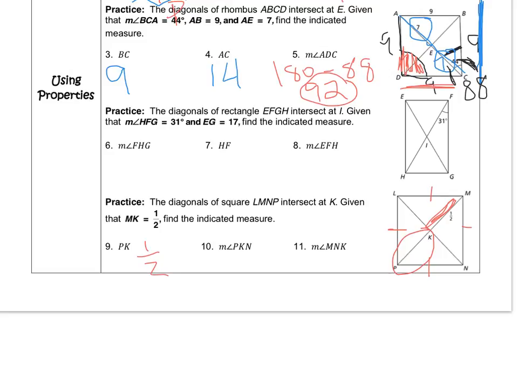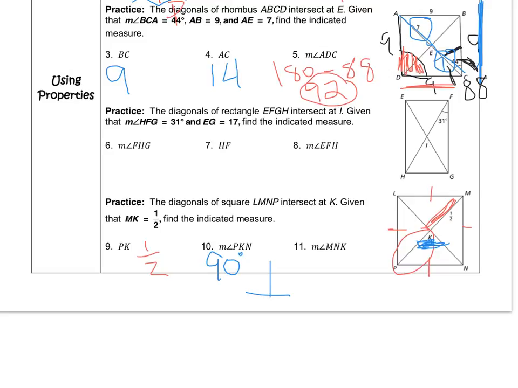Angle PKN. I'm going to switch to blue. PKN. So they want us to know this angle here. Well, again, remember in the notes what we talked about. When the diagonals intersect in a square or a rhombus, they're perpendicular. Well, what does perpendicular mean? It means right angles are being formed. So what is this angle right here that I have in blue? What is that going to be if my lines, when they intersect, are perpendicular? That's right. It's going to be a right angle, and it's going to be 90 degrees.